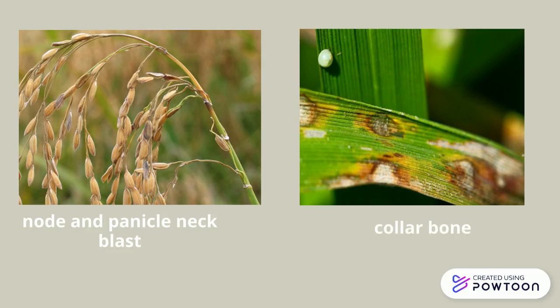Meanwhile, node and panicle neck blast commonly occur together, and show similar symptoms of blackish to brownish lesions or spots on the following parts of infected rice plants. Collar blast can be noticed with the presence of typical brown collar rot at the junction of the leaf blade and sheath.